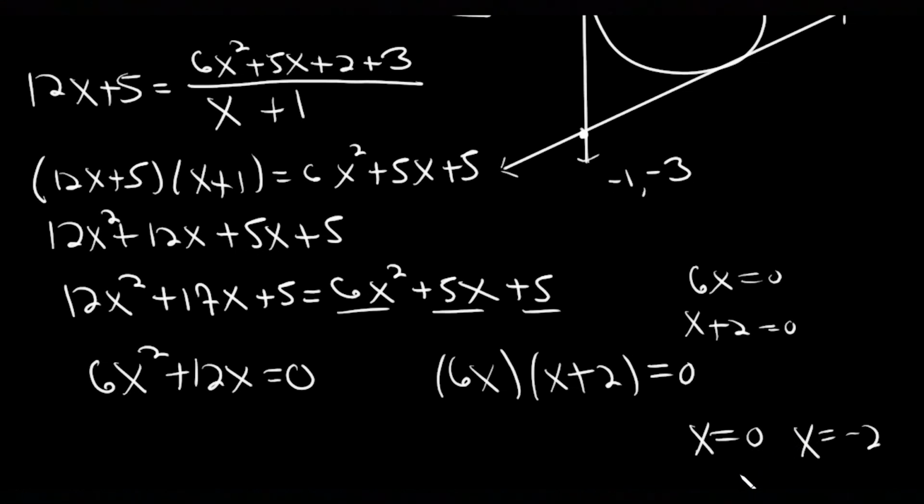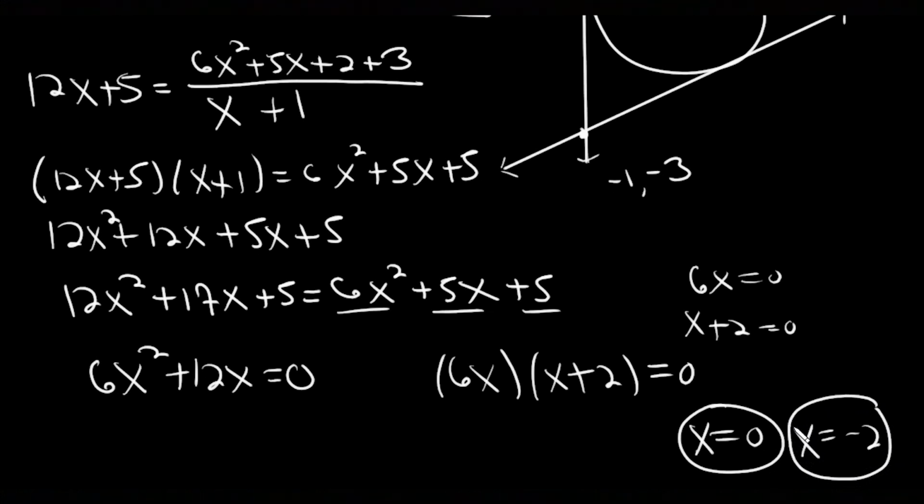So in other words, one of these tangent lines is going to be passing through the curve where the x value is going to be 0. And then another tangent line is passing through the curve when the x value is negative 2. Okay? So we're pretty much done at this point.